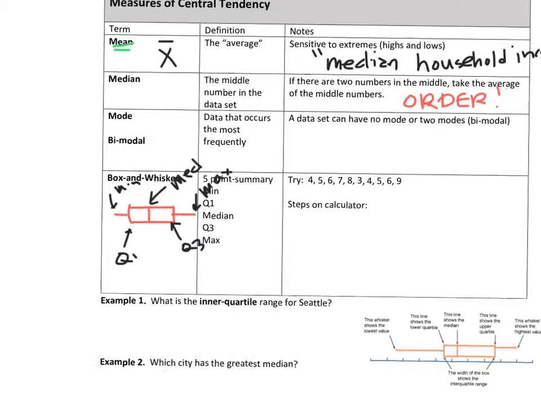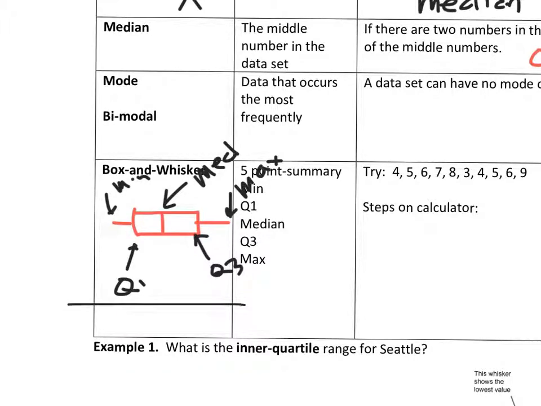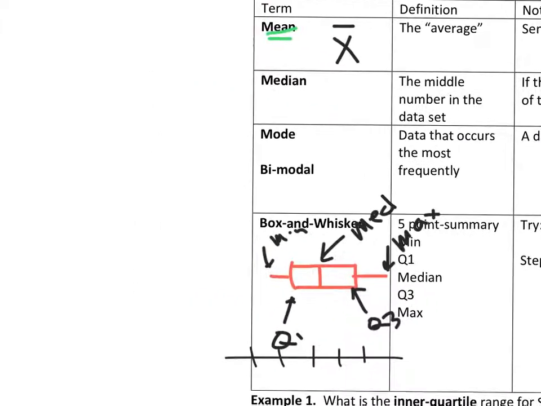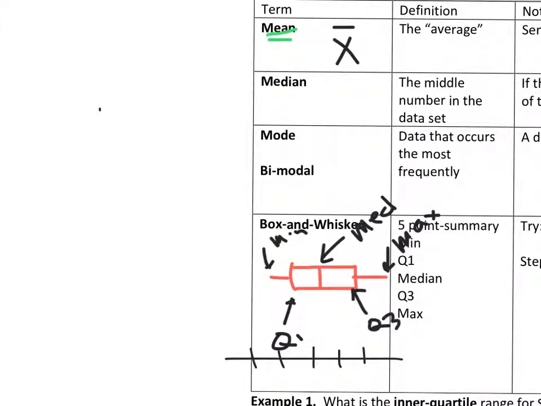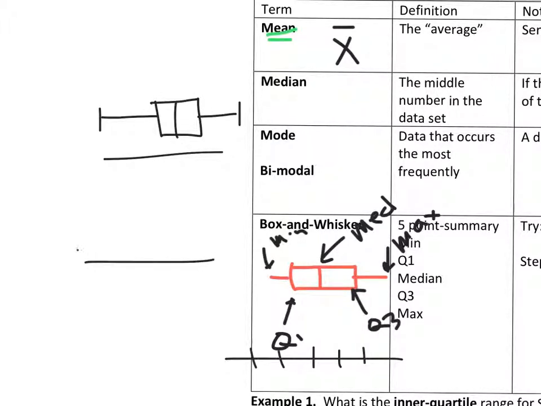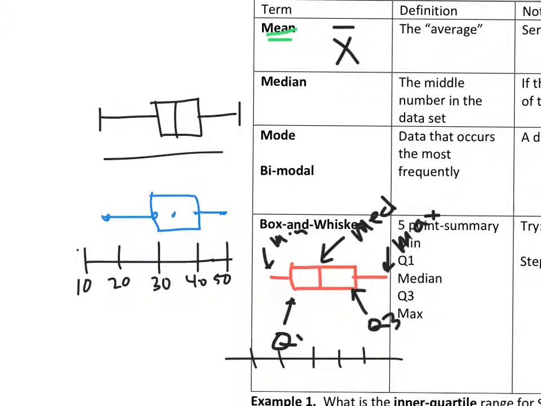With your box and whisker, you always need to make sure to draw some type of a scale. Common mistakes are people will not even draw a scale. They'll just draw their box and whisker and then put a scale at the bottom. But you need to make sure that you put a scale on the bottom or on the top. So 10, 20, 30, 40, 50. And then you plot your 5-number summary. And then you make the whiskers and then the box.